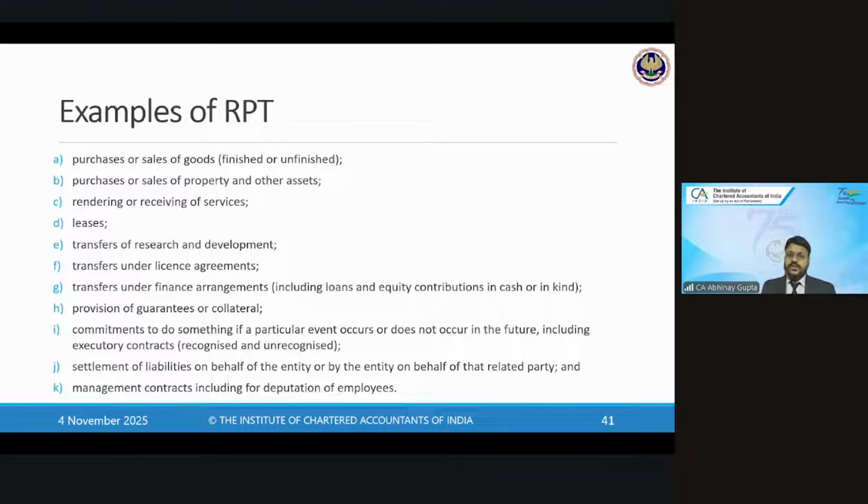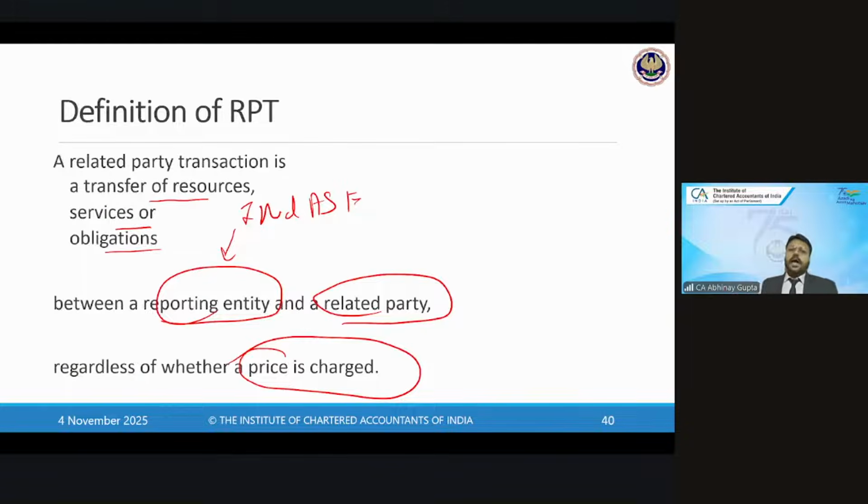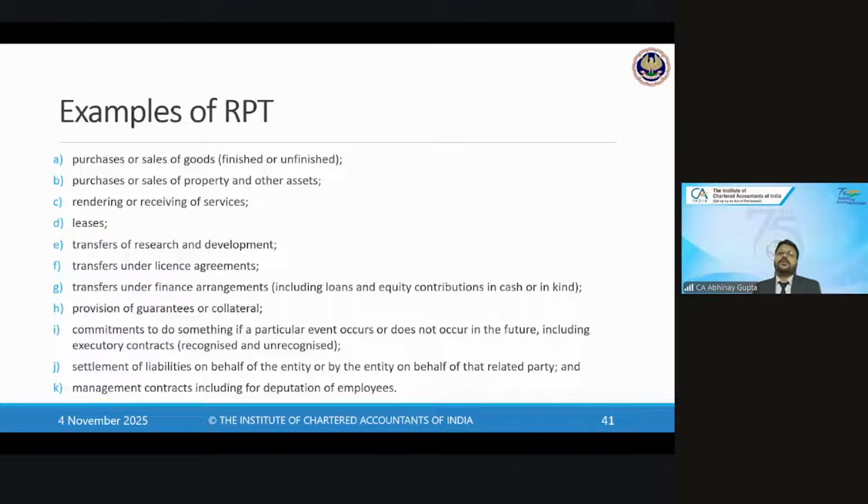Now, what are the examples? So this definition covers anything and everything happening between the related parties, right? It is not just that purchases, sales, loans, or repayments are covered. Any sort of transaction between the related parties is covered by this definition. And these are certain examples, not the exhaustive list, for our easy understanding, right?